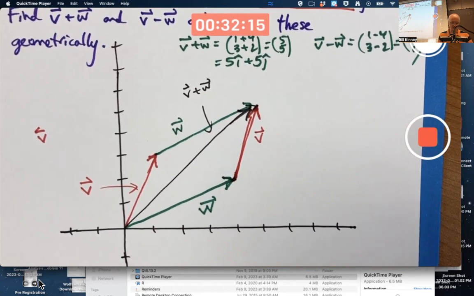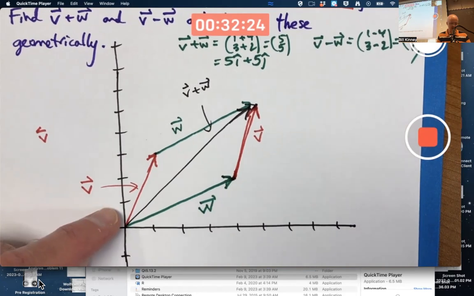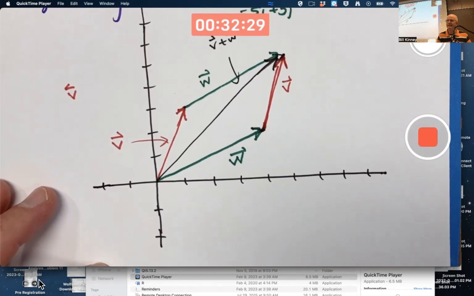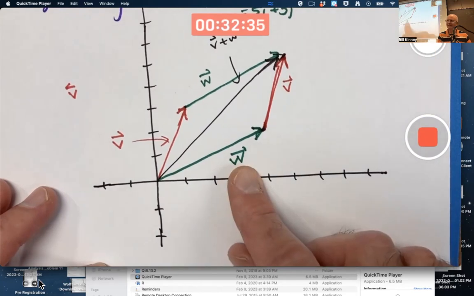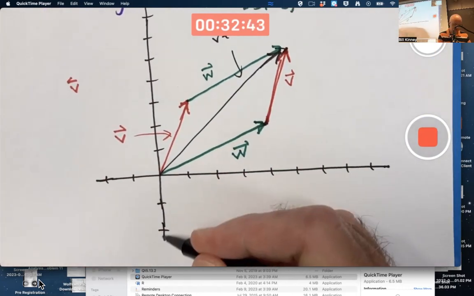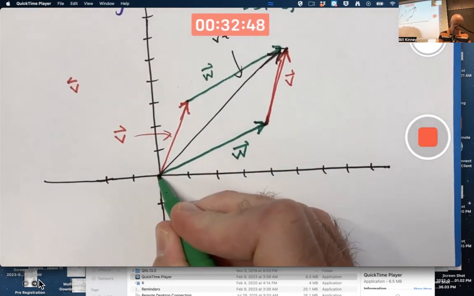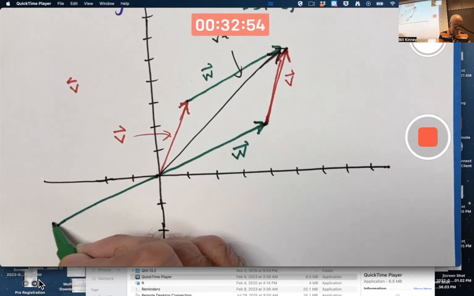v minus w is a little trickier to interpret. There's really a couple different ways to do it. One way to do it is to say, okay, I've got v here and I've got w there. Let me also draw in negative w as an arrow. The opposite of w, which as an arrow is going to have the same length as w, but pointing in the opposite direction. I didn't really give myself quite enough room in the picture here. Negative w is going to have components -4, -2. It's going to look about like this.